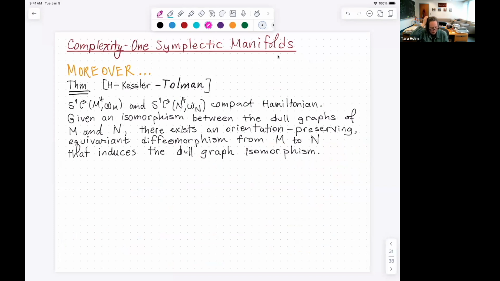And what Liat and I joined up with Sue Tolman to prove is that even though these are different varieties, as manifolds, in fact, there is an equivariant diffeomorphism from one to the other. This says that if you have an isomorphism between the dull graphs, then there exists an equivariant diffeomorphism between the manifolds. There are quite a few technical details.